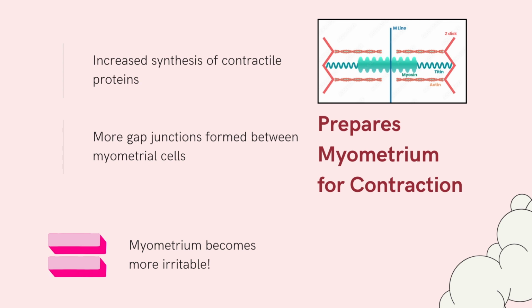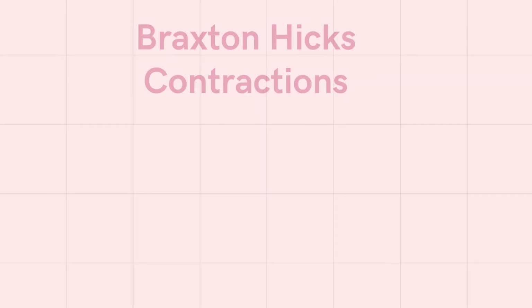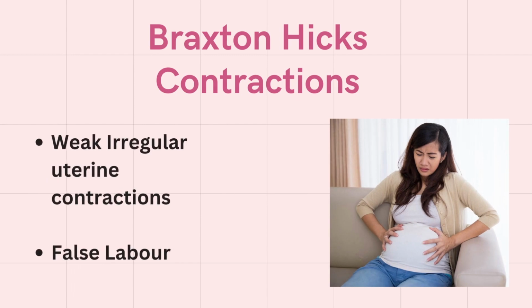However, this could lead to the irritability of the myometrium, which can lead to something that we call the Braxton Hicks contraction. Braxton Hicks is weak, irregular uterine contractions, which are actually an indication of false labor. It's not true labor. So, if a woman experiences weak, irregular uterine contractions and goes to the hospital, the doctors will inform her that she's going through false labor and the baby's not going to come out right now. So, due to the irritability of the myometrium, it leads to Braxton Hicks contractions.